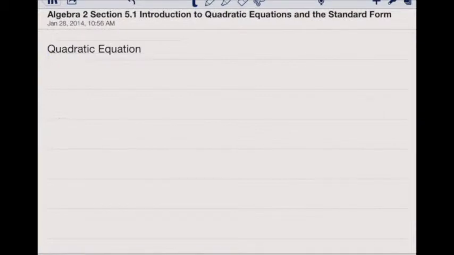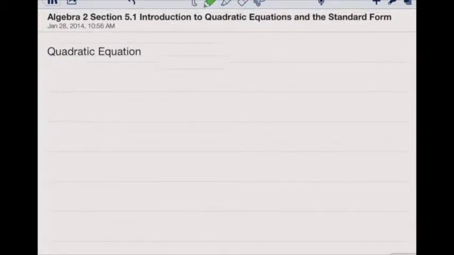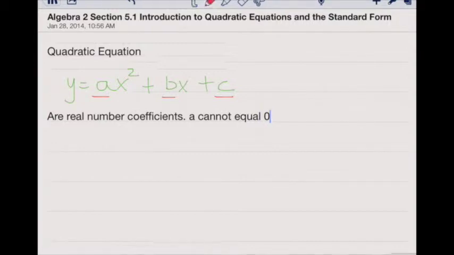So, first for some definition stuff. Generally speaking, a quadratic equation is something that has the form y equals ax squared plus bx plus c, where A, B, and C are real number coefficients. The only real limitation on this is that A cannot equal 0.